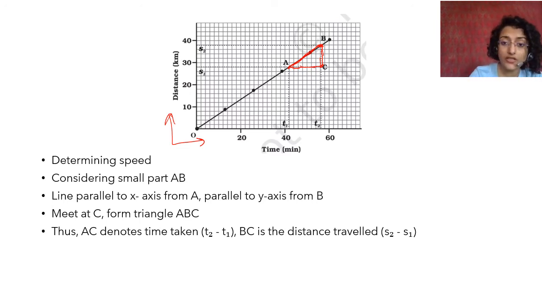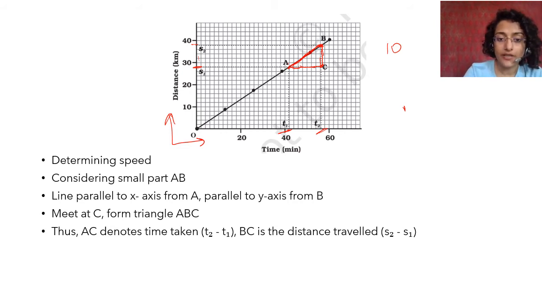Now AC here denotes the time taken. Why does it denote that? Because it is parallel to the x-axis. So here whatever is the time and here whatever is the time, this is T1. So imagine an object is going from here, this is about 28 kilometers or something, and this is up till about 38 kilometers. So this is about 10 kilometers approximately, according to the graph, right? So this is point A and this point B is about 38. So about 10 kilometers have been covered here.